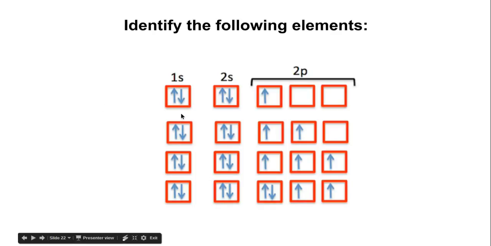I can do the same thing with this next example. 1, 2, 3, 4, 5, 6 electrons. If I look on my periodic table, it's the element with the atomic number 6, carbon. Why don't you try the next two on your own?